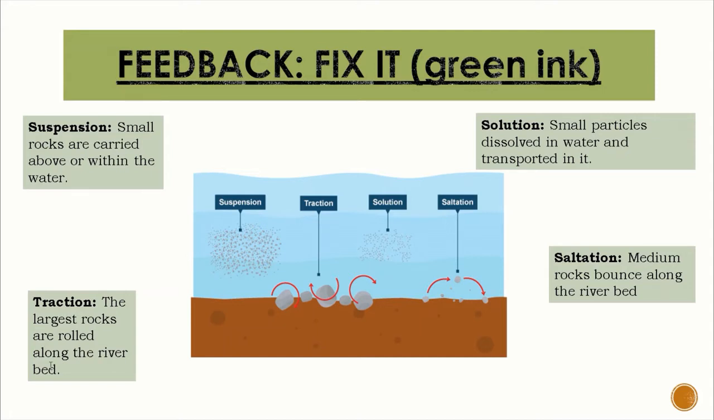Okay, next one, traction. Traction is the largest rocks and they are rolled along the riverbed, so that can be seen here. This requires a large amount of energy to remove these particles. Because they're so big, the river's flow must be really strong. Therefore, they are rolled along and moved along the bottom of your river.